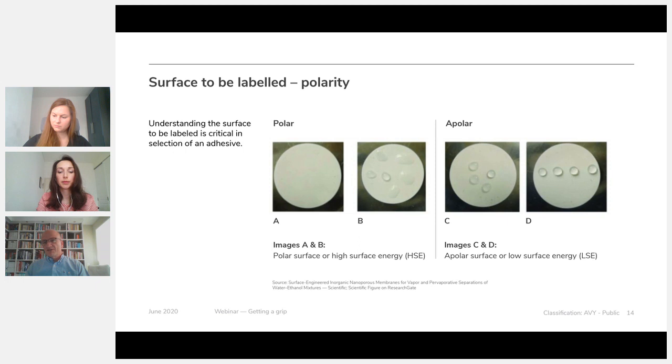So we do not have the flexibility of choosing the polarity of the substrate, but we do have the freedom to pick the polarity of the adhesive. So in this picture here, we can conclude that matching the polarity of the adhesive with the substrate is very critical.